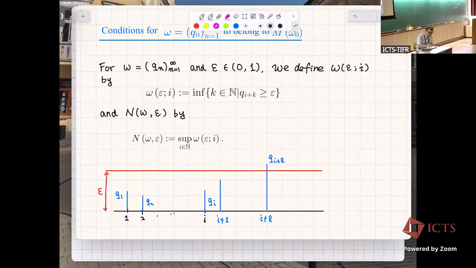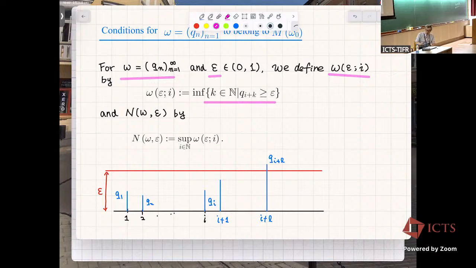So we consider the sequence omega, and take epsilon between 0 and 1. And we define omega epsilon I, a natural number, as the infimum of this number. That means we consider q(i+k). This is the sequence after qi, and we consider the first step k such that q(i+k) is greater than or equal to epsilon. That's the number omega epsilon I. And we define N(omega, epsilon) as the supremum of omega epsilon I, where I is a natural number.